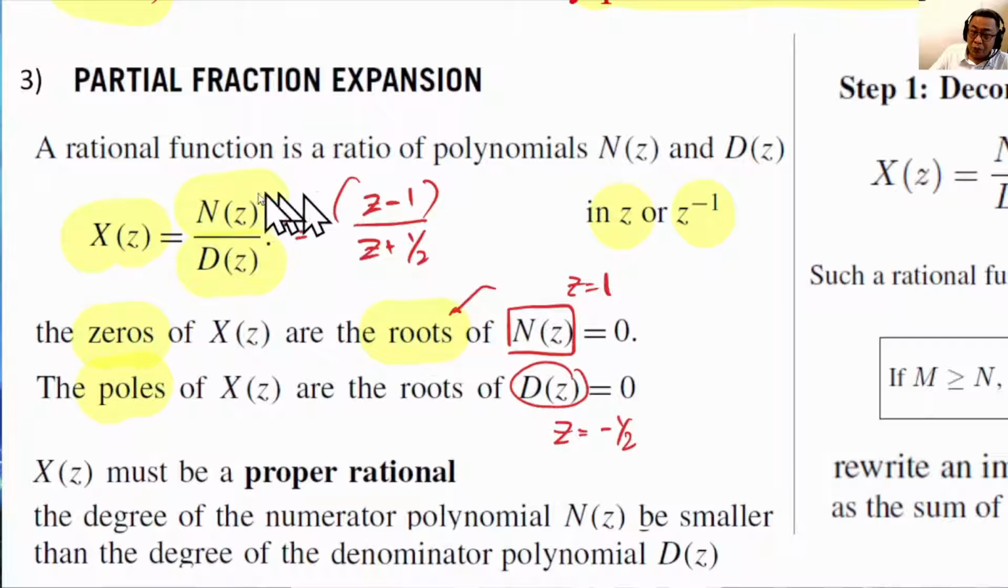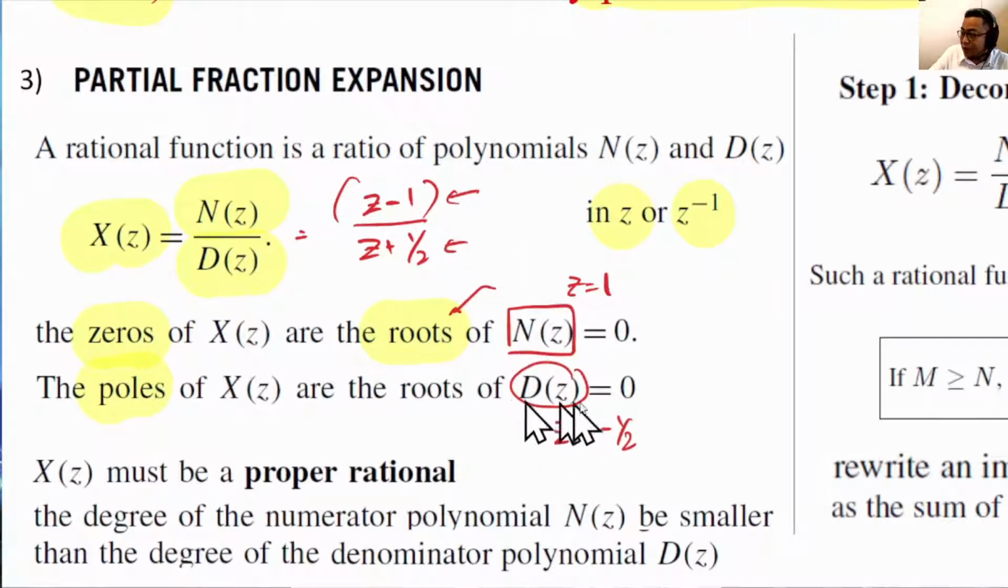So typically we want you to sketch the poles and zeros, and when you want to sketch the poles and zeros, it is better to represent this as positive power of z. So if you have negative power of z, then you try to convert it into positive power of z.